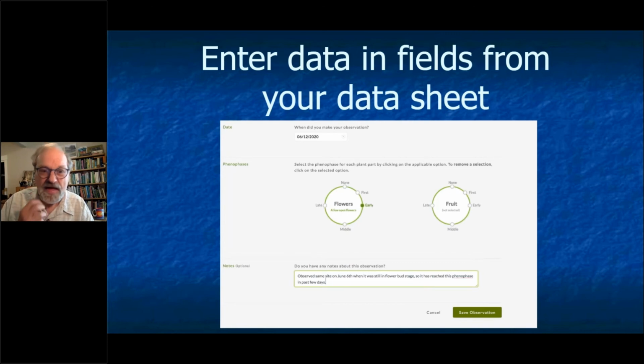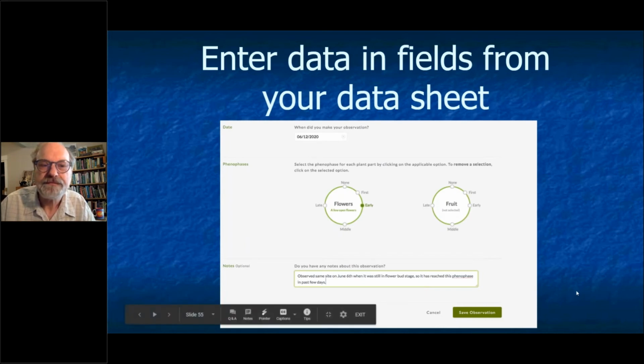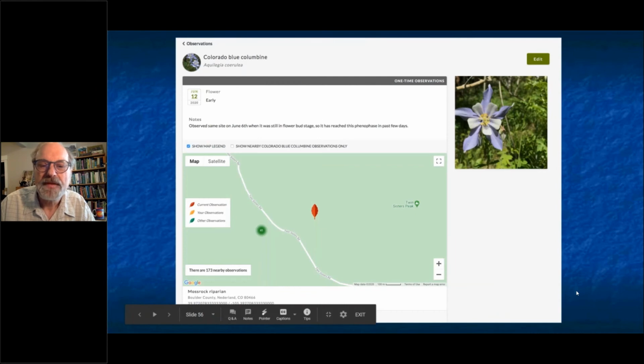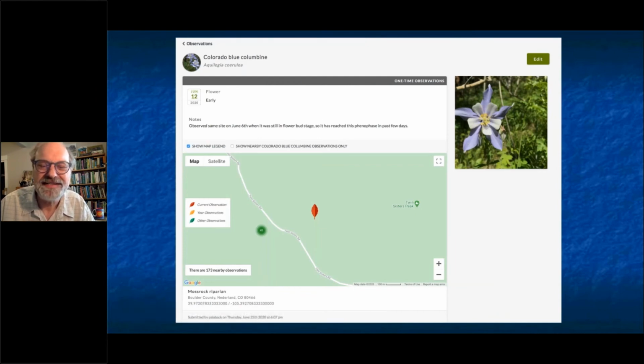And then after that, you've basically collected all you need for this observation. So now there's a green box in the bottom that says Save Observation. So click on that, and then next, we'll see the next screen. Okay, so now the photo comes up and it's a little bigger so you can actually see it and say, yep, that was the right photo. That was a columbine, all right.